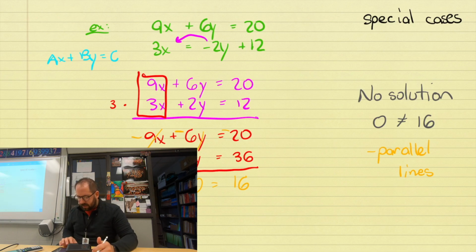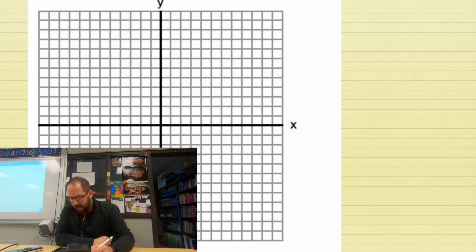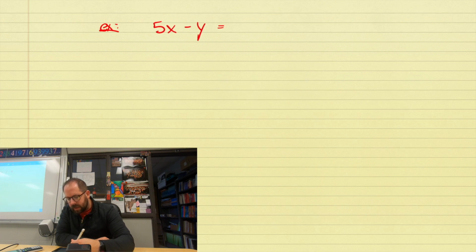Last question of the day, here it is. Oh, I'm not going to graph. Last question of the day, same exact thing. This is a special case. 5x minus y equals 8. And 10x equals 2y plus 16.